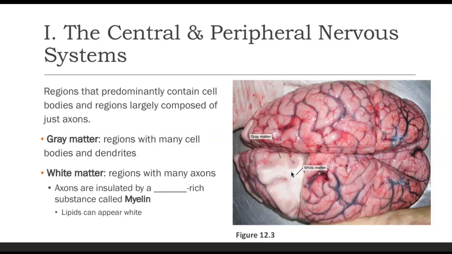And these axons are special because they're insulated with a lipid-rich substance called myelin. And the reason we see it turn white is because lipids appear white. Think of it as fat. So when you are cutting fat, let's say off a steak or off a chicken breast, it has that white appearance to it.